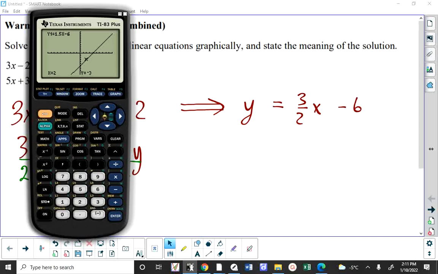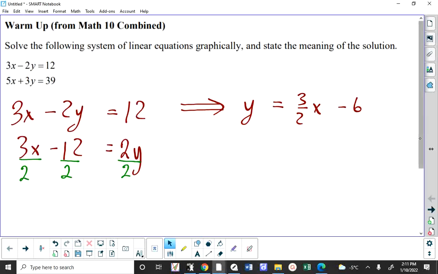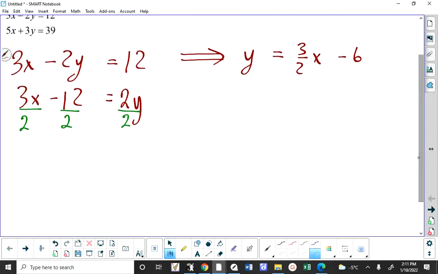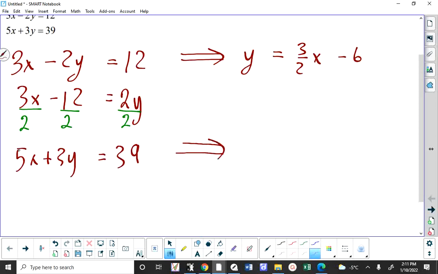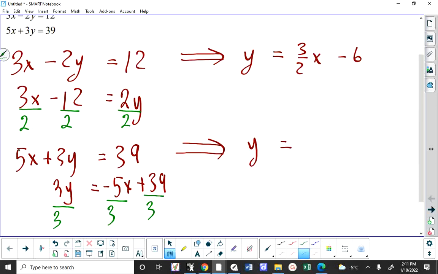Okay. Let's do the second equation, which is 5x plus 3y equals 39. Let's write this as y equals. And you know what? I suspect many of you could just write y equals right now and put what it's equal to. But I'm going to show a couple of steps. I'm going to move the 5x to the other side. And then I'm going to divide everything by 3. So what do we get?